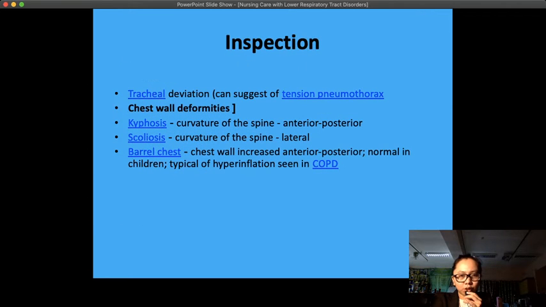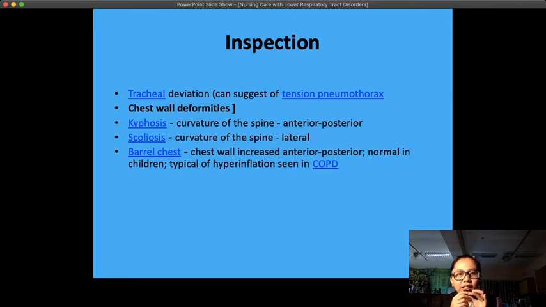Okay, so inspection. Okay, so class, wag maging lazy. Okay, we will go to the ward. Learn as much as you can in the RLE because that is the application of your knowledge. And it is so sad to graduate and you did not even see what a scoliosis is, what a barrel chest is in real life, what a kyphosis is.